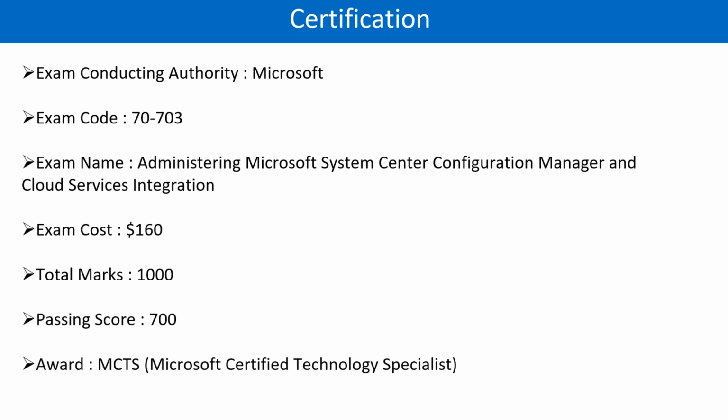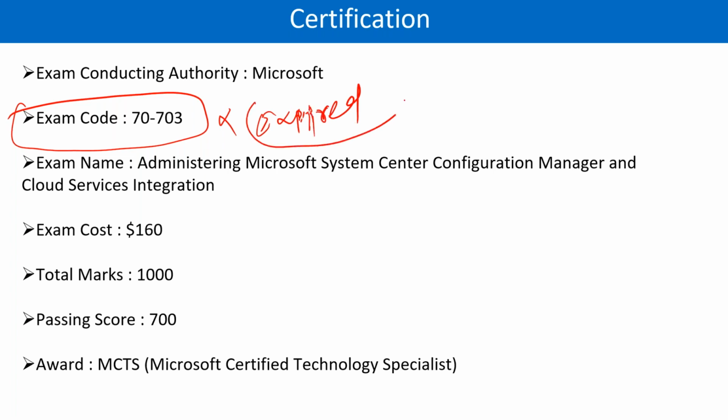Now, the certification. The previous certification was 70-703, which is expired already. Okay, now you can't take this exam. It is expired. Okay, so this expired last year. Now Microsoft is going to release a new exam, and if you take that exam, you will be SCCM certified. So you need to score 700 out of 1000 to pass that exam, and then you will become SCCM certified. So you'll have to wait for the new exam to come.